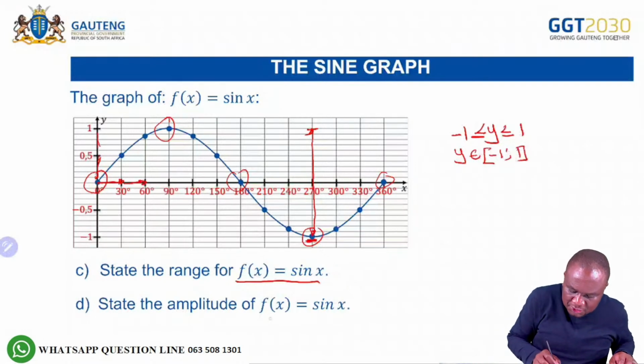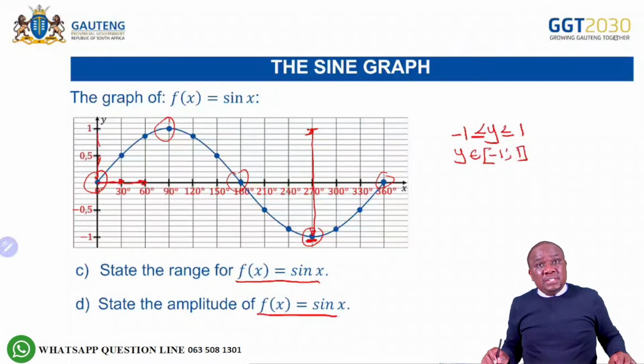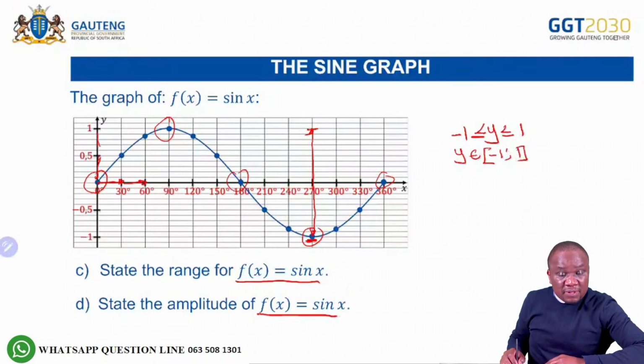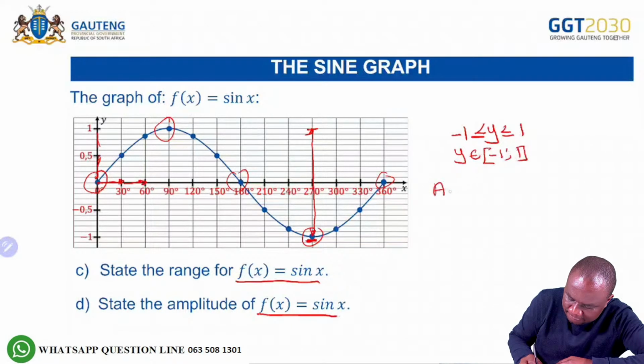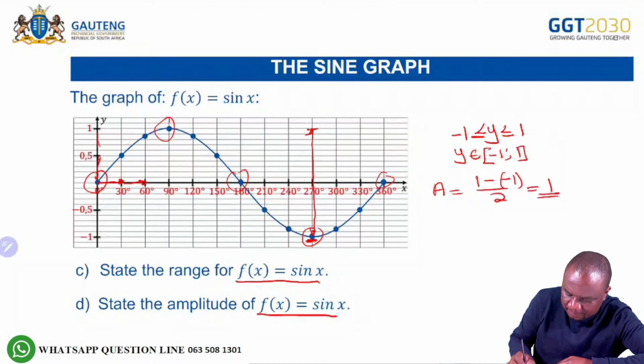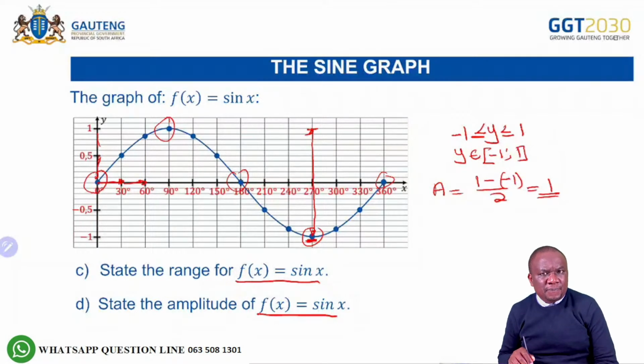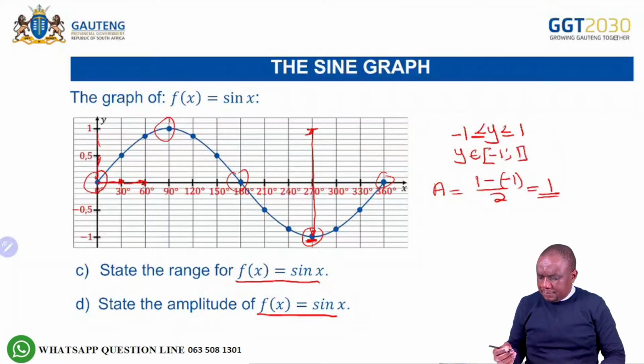And then the amplitude, we talked about the amplitude. It is y maximum minus y minimum, divided by 2. Let me just use a for amplitude. So it's going to be y maximum, which is 1, minus -1, divided by 2, which is equal to 1. That is the amplitude.